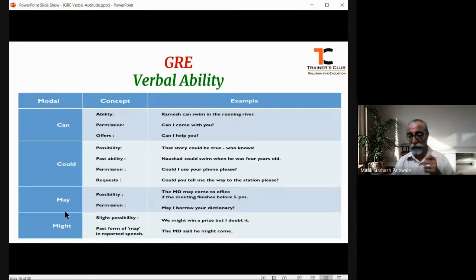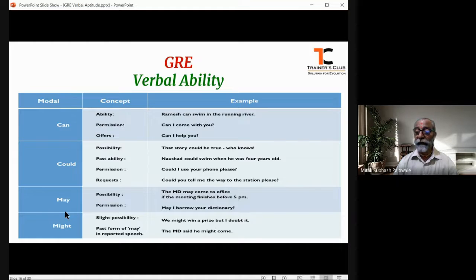Again, we can use it for making requests or seeking permissions. Like, could you spare your pen? Could you spare your dictionary? Can you please, could you share your notes with me? All these sort of things.